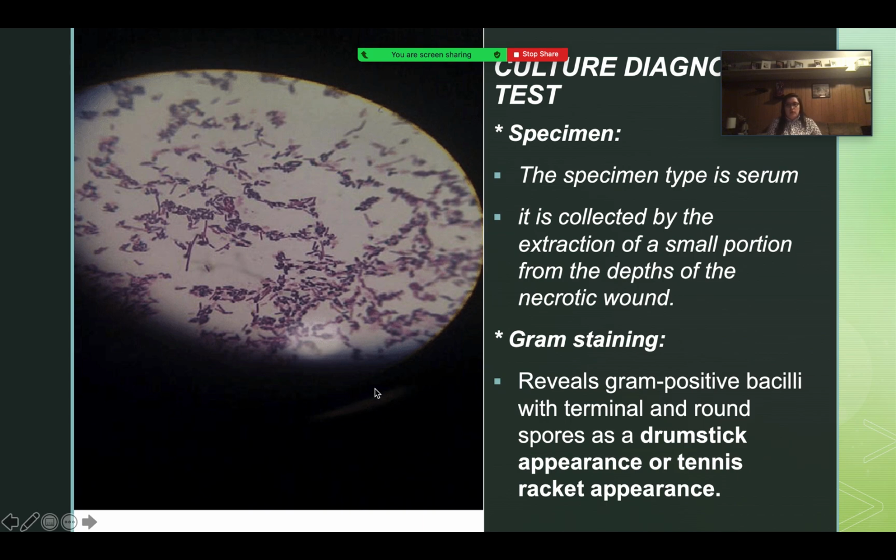And the culture diagnosis, the specimen type is serum. It is collected by the extraction of a small portion from the depth of the necrotic wound. Gram staining, as we see in the picture, reveals gram positive bacilli with terminal round spores, where the spores look like a drumstick appearance and tennis racket appearance.